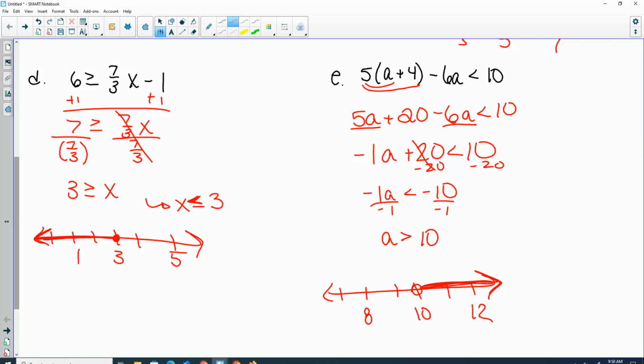So, big thing, if you multiply or divide by a negative, you flip your inequality. And when you graph, you need to pay attention. If it's greater than, you want the bigger number, so it goes to the right. If it's less than, you want the smaller number, so it goes to the left.